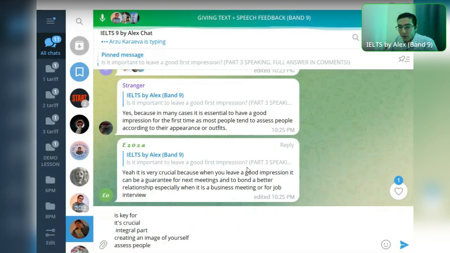Yeah, it is very crucial because when you leave a good impression, it can be a guarantee for next meetings and to bond a better relationship, especially when it is a business meeting or for a job interview. For a job interview, you cannot say bond a better relationship. You can say form a better relationship.